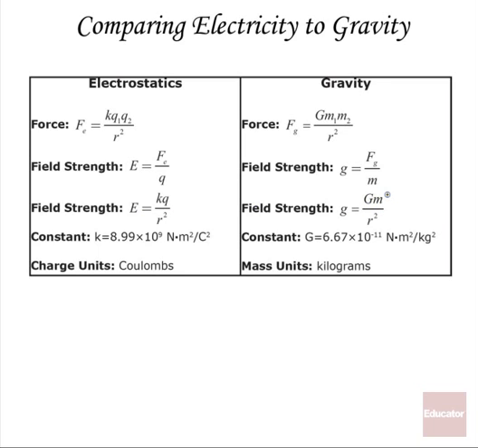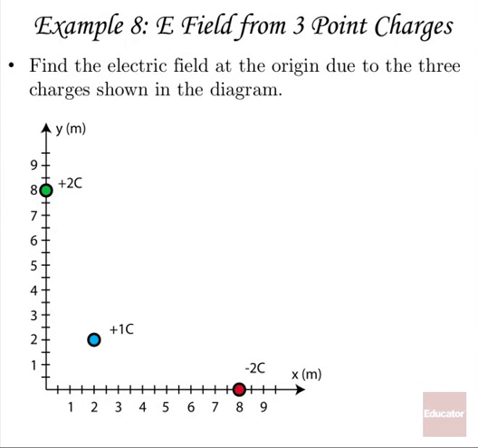Same parallel. Now they have different constants, and notice k here on the left is 8.99 times 10 to the 9th. I tend to just make that a nice simple 9 times 10 to the 9th. So if you see that written differently somewhere, don't worry, it's close enough. On the right side, the gravitational constant, 6.67 times 10 to the minus 11 newton meters squared per kilogram squared. Again, these are really just fudge factors to make the units work out. And the charge units were coulombs, the mass units, kilograms. Lots of parallels. So let's take a look at a little bit more in-depth problem solving.